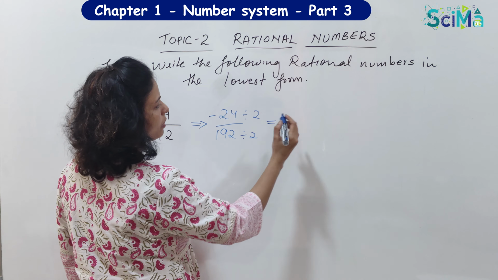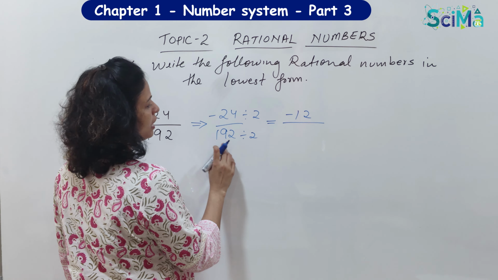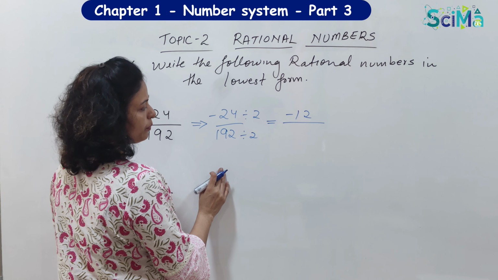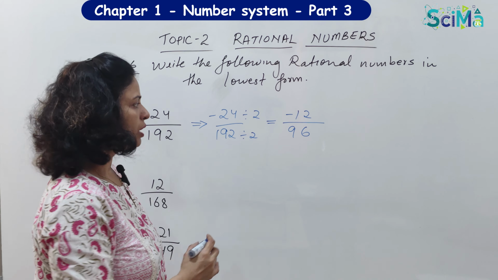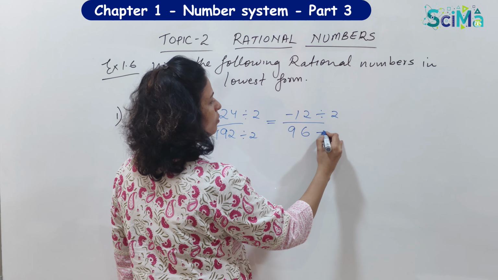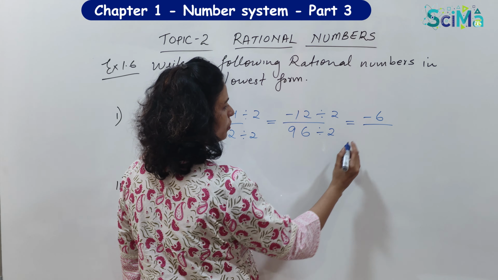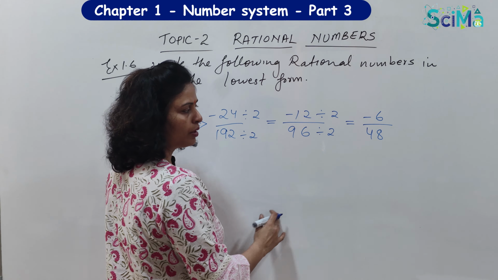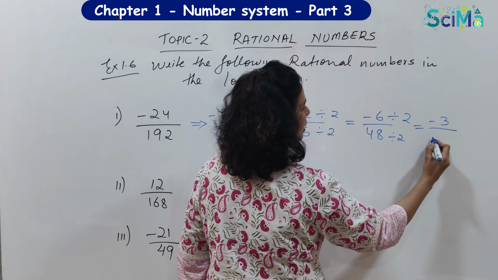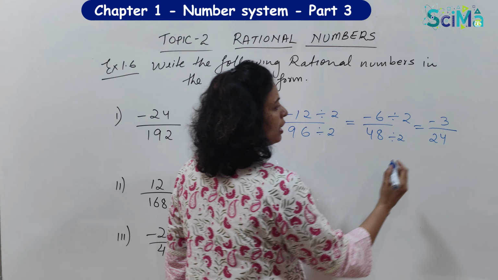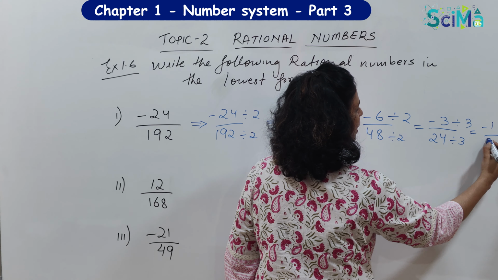So 24 divided by 2 is 12. We will write the minus as well. And 192 divided by 2 will be 96. Okay. Still we can divide both the numerator and denominator by 2. We get minus 6 by 48, since 96 divided by 2 is 48. Further we can divide by 2. We get minus 3 by 24. Again both are divisible by 3. We get minus 1 by 8.